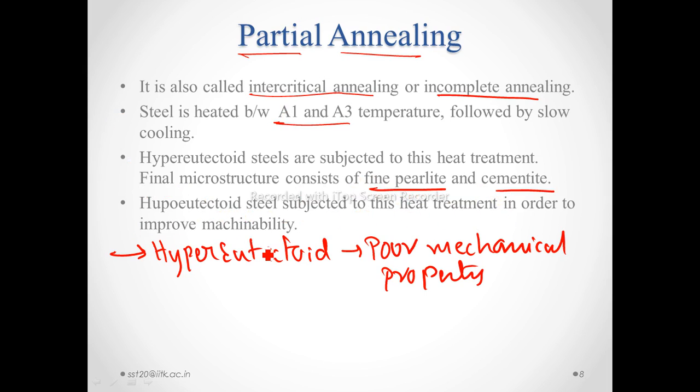This heat treatment can also be employed for the hypereutectoid steel, which helps improve machinability. But usually we won't use this partial annealing process. Instead, we can use the full annealing process or isothermal annealing process. So many processes will be used for hypereutectoid steel as well as eutectoid steel. In brief, this partial annealing process is used for hypereutectoid steel.